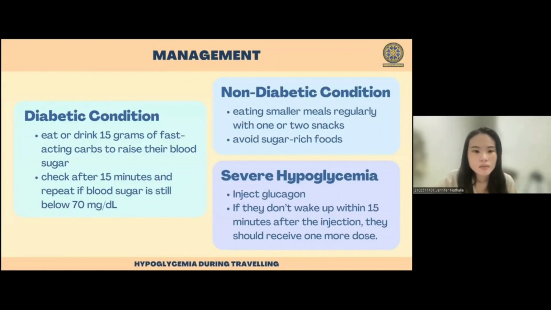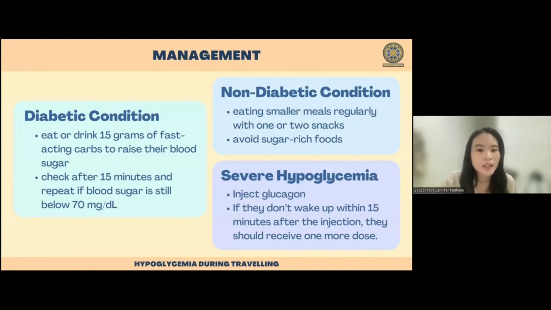Now I will talk about the management. Hypoglycemia can occur in both diabetic and non-diabetic individuals, and its management depends on the underlying causes. For this case, it is recommended to eat smaller meals regularly and include 1 or 2 snacks throughout the day. It's also important to avoid sugar-rich foods, alcohol, and caffeine. Additionally, any medication that may cause hypoglycemia should be discontinued.